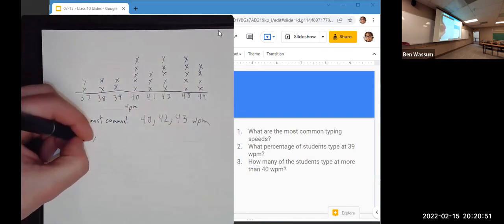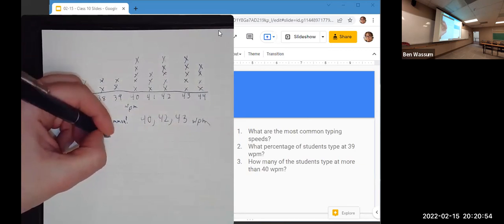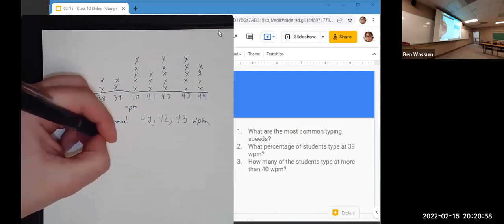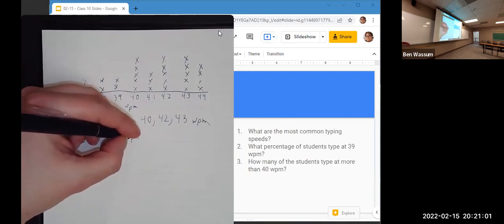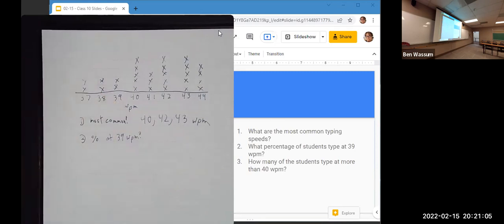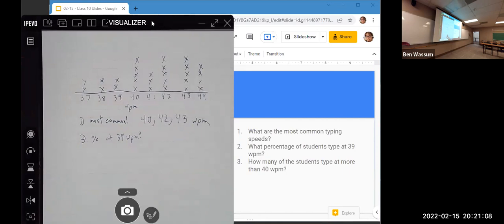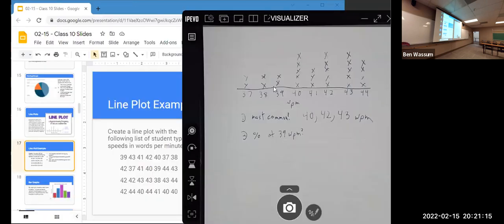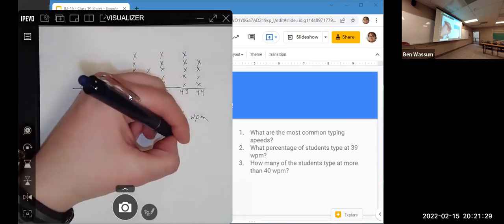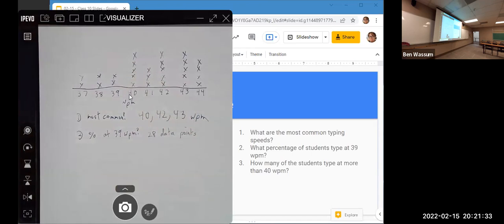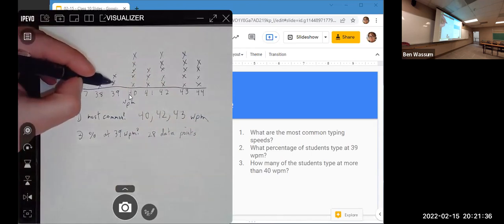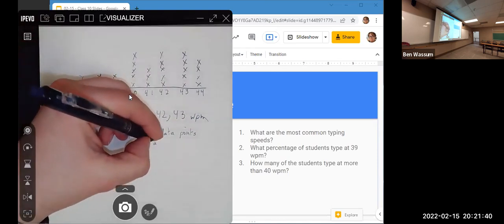2, what percentage of students type at 39? Well, heck, I don't know. How many data points did I have? So if I want a percentage, let's see, I had 1, 2, 3, 4, 5, 6, 7 columns and 4 rows. So I had a grand total of 28 data points. And at 39, we had 2 at 39.